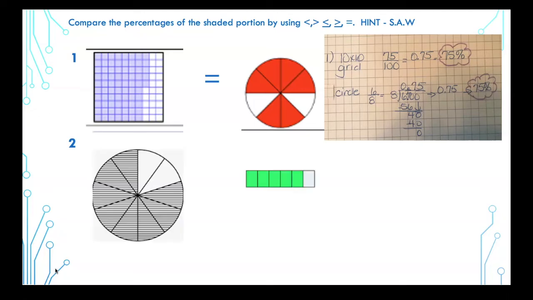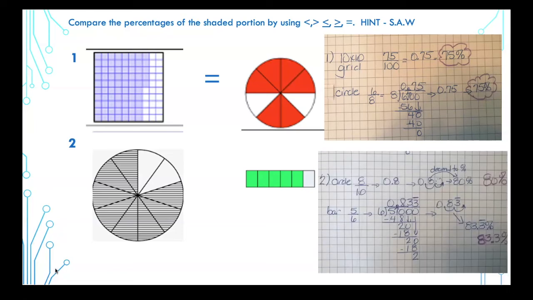Again, we're going to look at the shaded portion. And the first thing we want to do is what? You guessed it. Determine your fractions for each of your representations. And then go ahead and convert your fractions to percentages. Pause your video while you work that through. And once you're done, we're going to see if you're correct. Hope you're back with us.